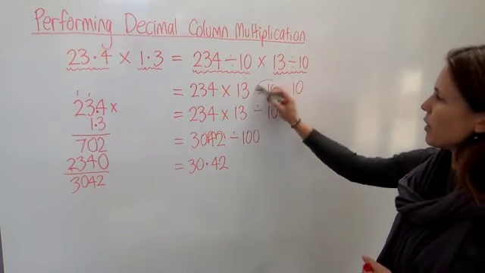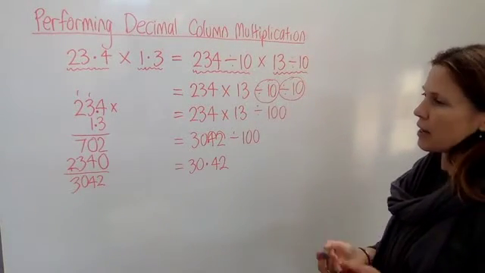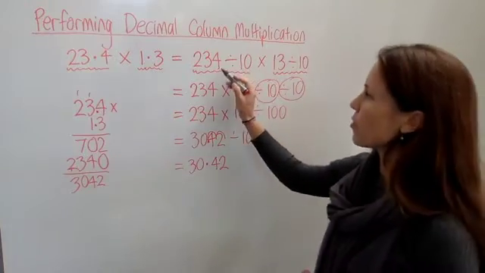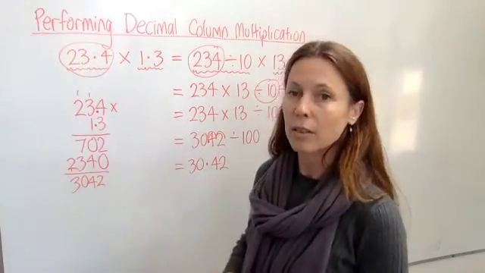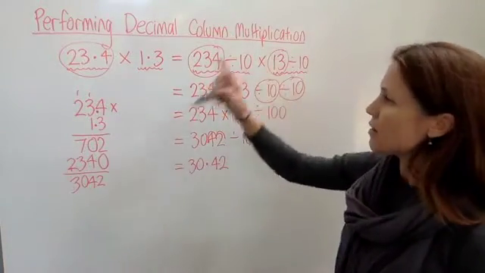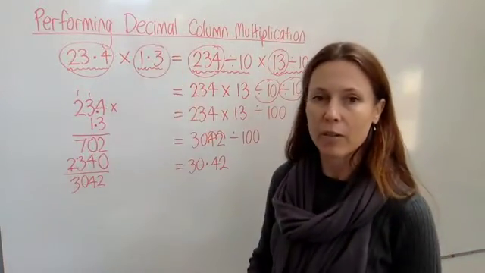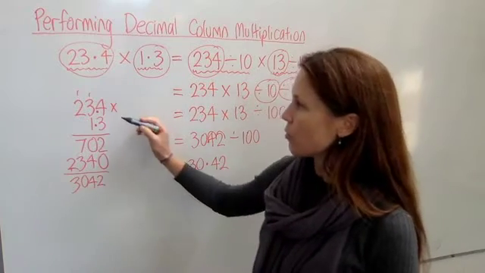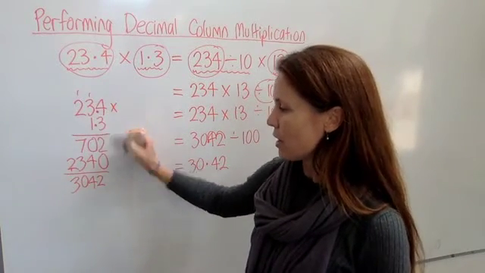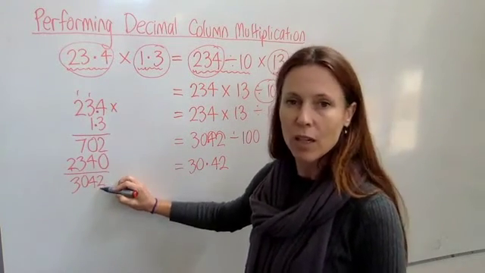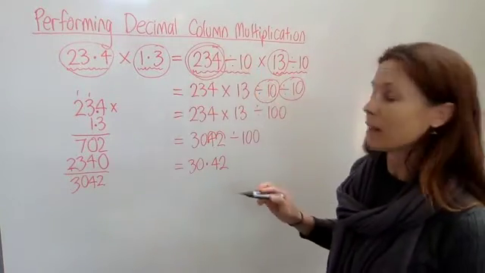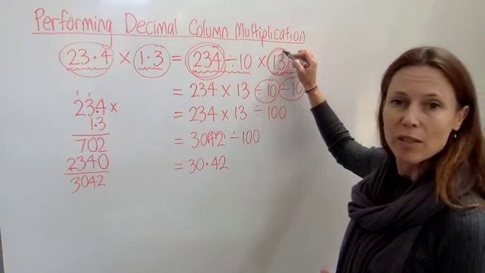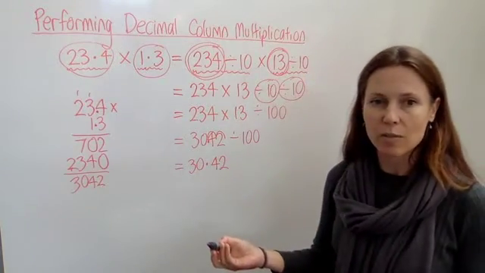Now, why did we divide by 10 and then divide by 10 again? Because 234 is 10 times bigger than what we were asked to do, and 13 is also 10 times bigger than what we had in our original question. So if you go ahead and work out 234 times 13 and get 3,042, your answer is going to be 10 times too big from using this number incorrectly, and another 10 times too big from using this number incorrectly. It'll be 100 times too big.